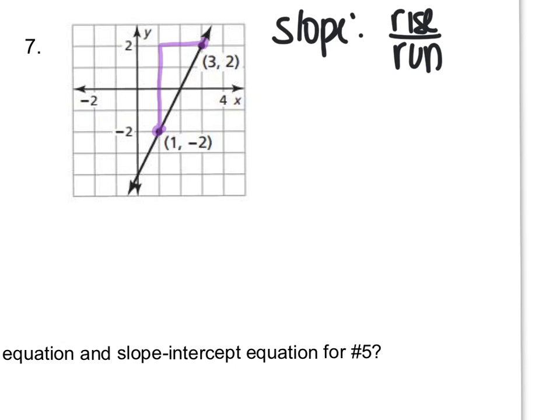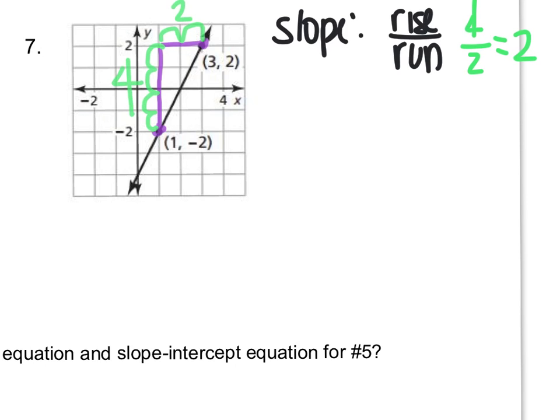So if we're going to do that, then starting here I have to go up 1, 2, 3, 4, and I go over 1, 2. Both my directions up and right were positive, so my slope is going to be 4 over 2, and 4 divided by 2 is 2.